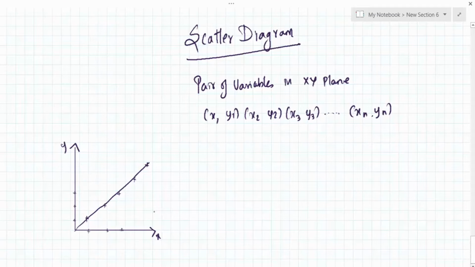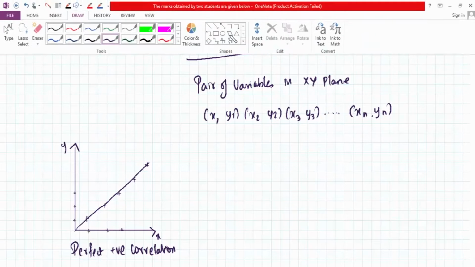So the movement, the change that are happening in x and y are same. They are matching. So we can say this as a perfect positive correlation. This is a scenario where we have perfect positive correlation. So this is one scatter diagram where you can capture the positive correlation. That too, it is very perfect.